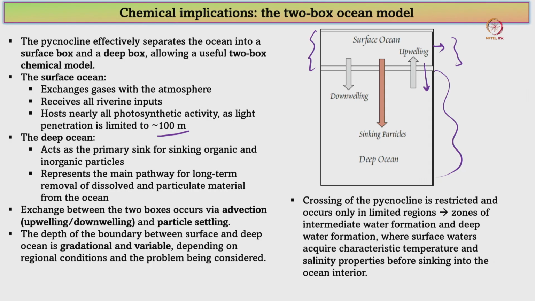The deep ocean acts as a primary sink for sinking organic and inorganic particles. They represent the main pathway for long term removal of dissolved and particulate material from the ocean. So, the deep ocean is very important if you are looking for long term changes, or for global elemental cycles. Exchange between the two boxes occurs via advection, if there is any upwelling or downwelling, or due to particle settling.